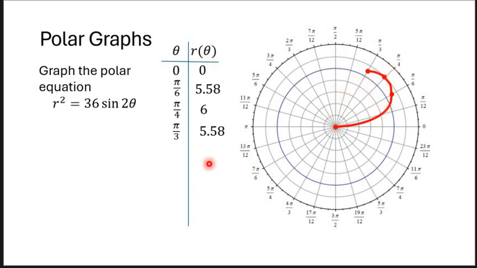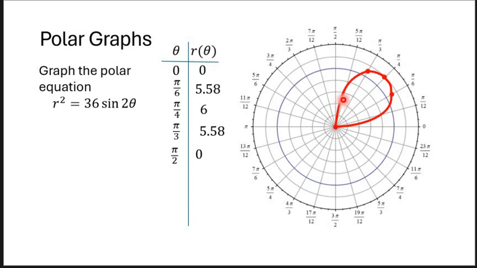And then if I plug in pi over 2, well, that's the sine of 2 times pi over 2, or the sine of pi. Sine of pi is 0. So I get 0 here, and I'm back at the pole. So that's one part of it. That's one petal of this lemniscate.